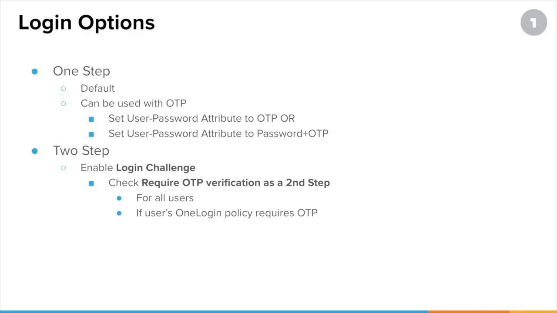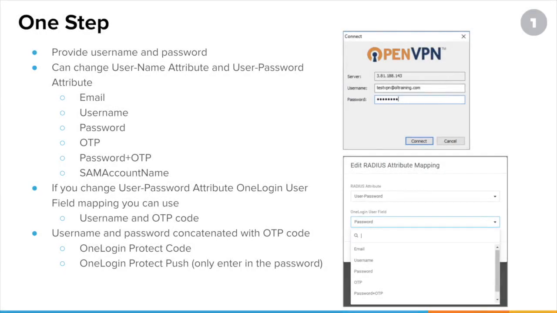The two-step login flow always prompts the users for OTP after they've provided their username and password. This can be applied to all users that use this Radius interface, or just to those who are required to use OTP as part of their user security policy. Here we can see the options available for the user password attribute. They're actually the same options available for the username attribute.